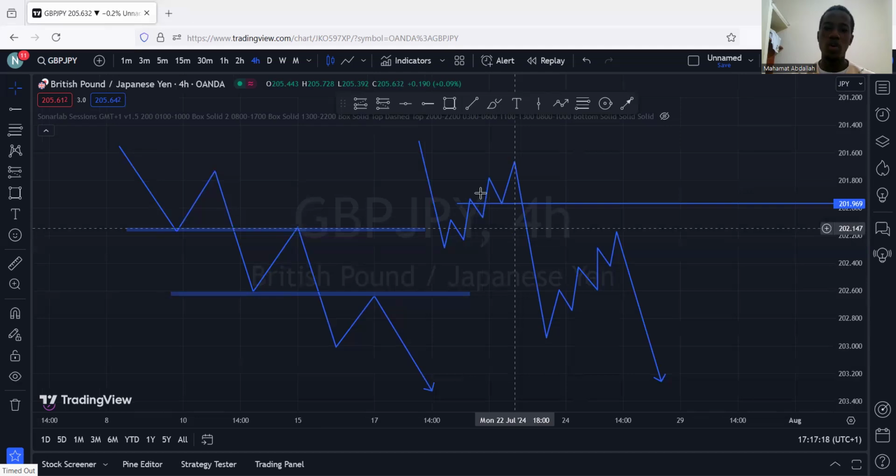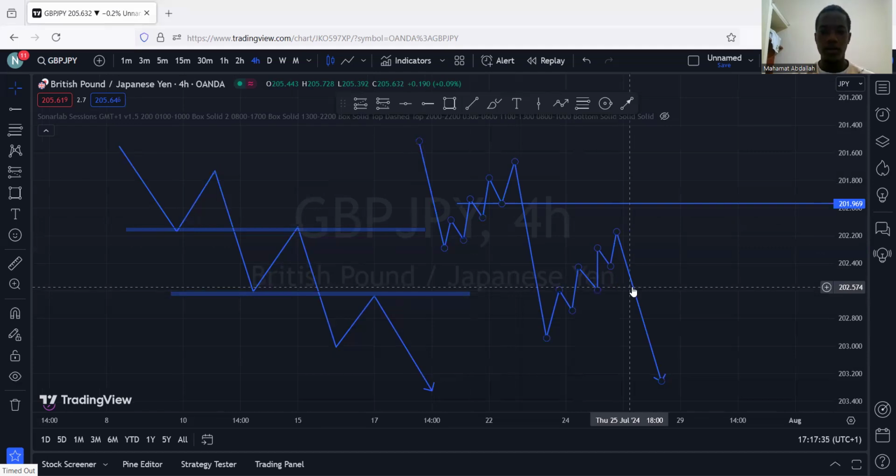We don't want to see things like this on a ranging market, right? We always want to trade a trending market. So those are the two main things I usually watch out for. If I cannot identify this kind of pattern on the higher time frame, which is the 4 hour time frame, then I'm probably going to stay out of that market.